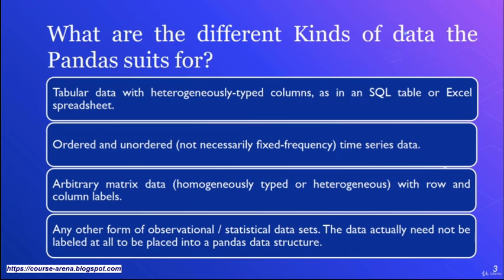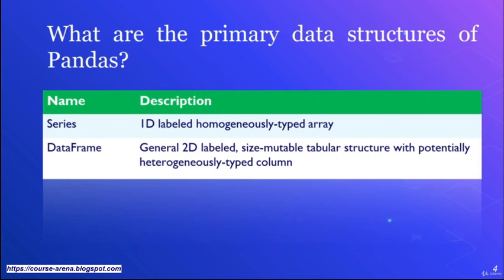Pandas supports different kinds of data formats. Some of the important varieties are tabular data, ordered and unordered time series data, arbitrary matrix data, and any other form of observational or statistical data sets. There are two important data structures in Pandas to work with: series and data frame. Series is one-dimensional data of NumPy array type, whereas data frame is two-dimensional labeled data which looks like tabular data.